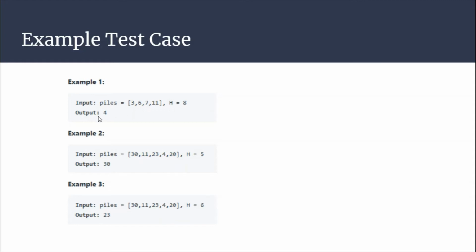And now 4 is the minimum, because if you try to evaluate this on speed 3 or 2 or 1, you won't be able to finish in less than or equal to 8 hours. So we have to find the minimum speed at which we are able to completely finish all of the bananas, and the time taken is less than or equal to h hours.